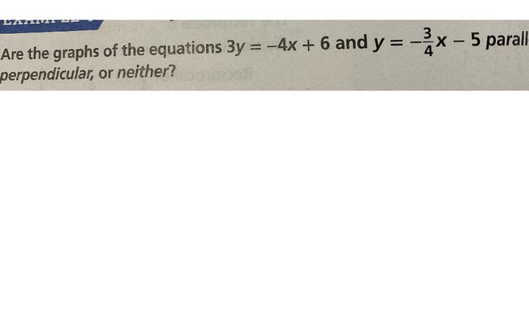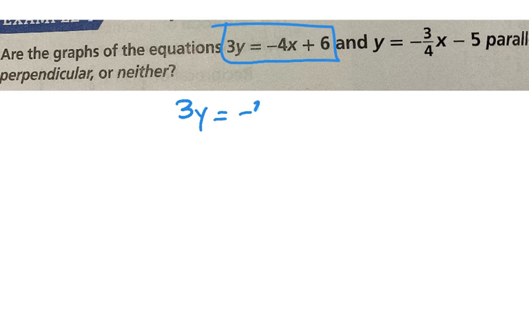Do we know the slopes of both lines? Not in its current form. We don't. Do we know the slope of this one that's in blue? Why not? Because it's not in slope-intercept form. It's close, but it's 3y equals negative 4x plus 6. So before I can tell you the slope of this line, I need to get it in slope-intercept form. So let's work on that.